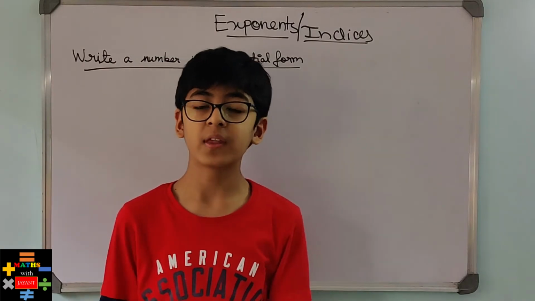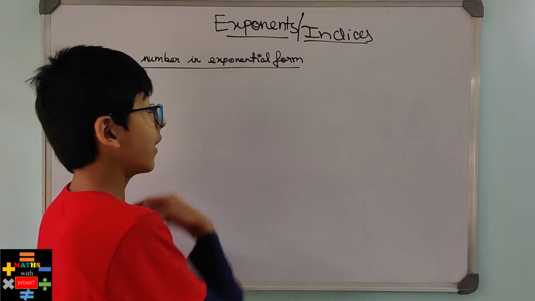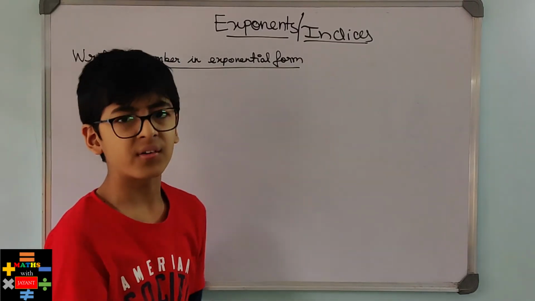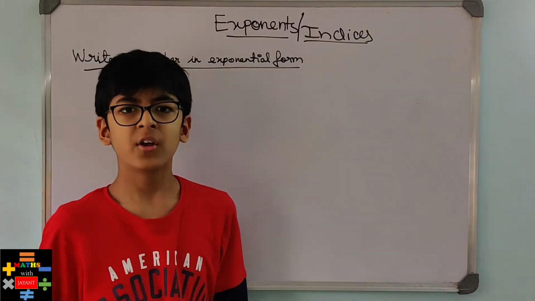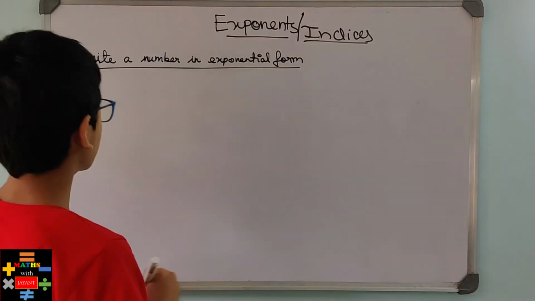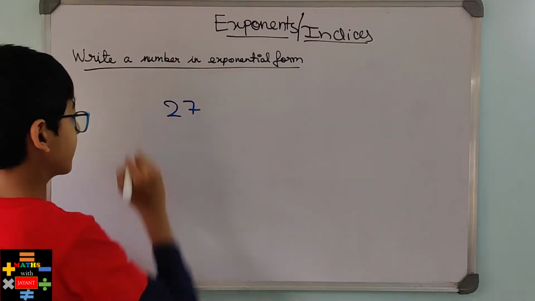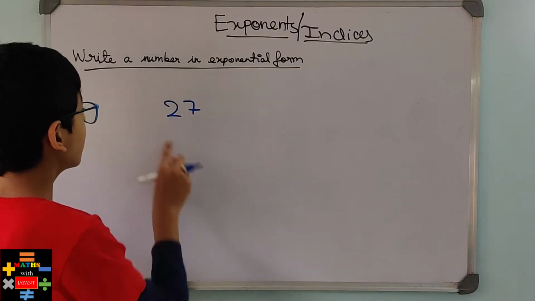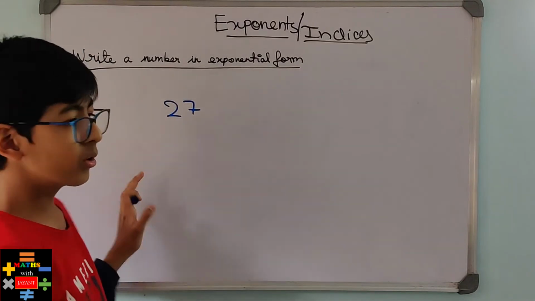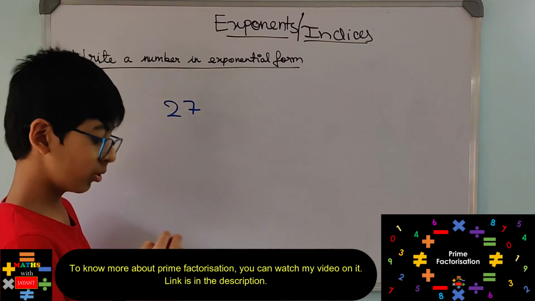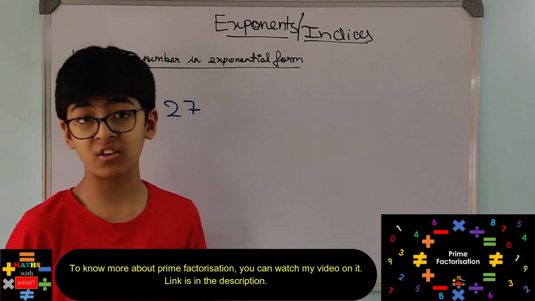Okay, so now there are cases where we do the reverse. Right now we were given the exponent and we have to find its value. Now we will do the reverse. We are given the number, we will find its exponential form. So let us try taking an example. Let us take 27. Over here we are going to do prime factorization, and if you don't know what prime factorization is, you can watch my video about prime factorization.